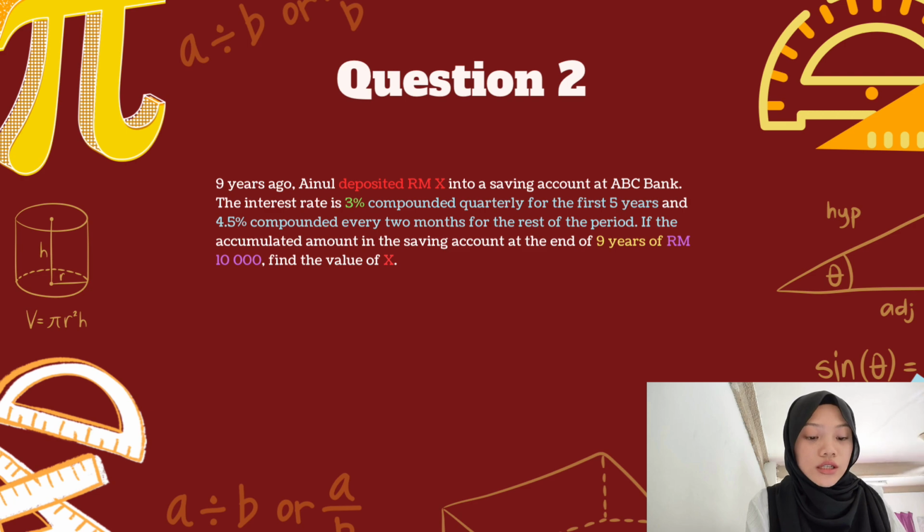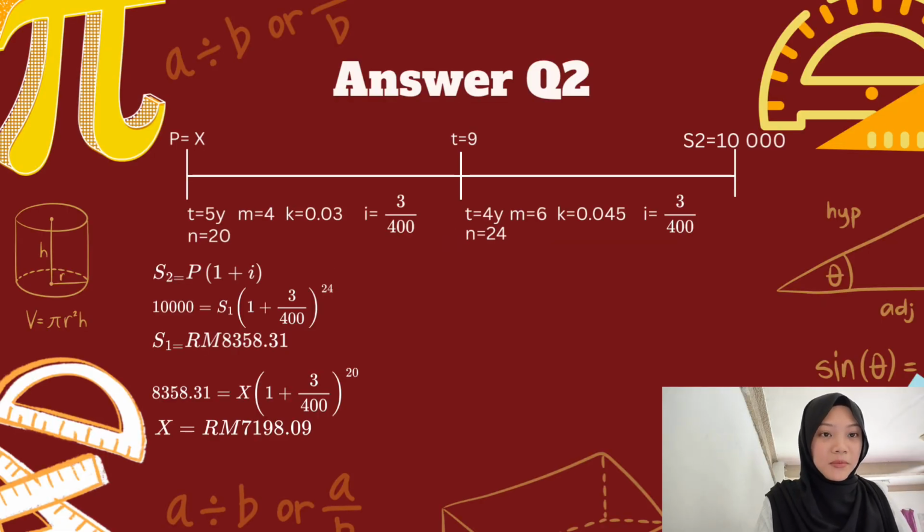So, in this question, we are asked to find the value of X, which was deposited by an unknown. We are also given 2 different rates and 2 different periods. So, first things first, we need to do a timeline. As you can see, I made a timeline here based on the information given. For the first part, it is said in the question that the interest rate is 3% compounded quarterly for the first 5 years, which means the K is 0.03 and the M is 4 because it is compounded quarterly, and the time is 5 years.